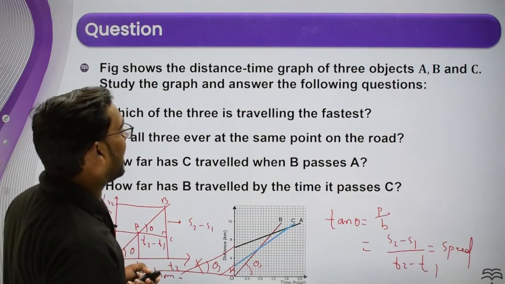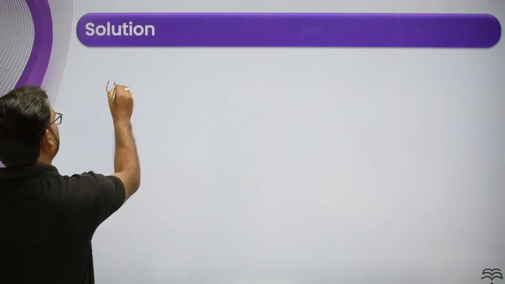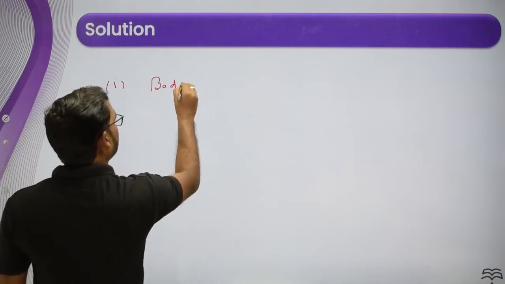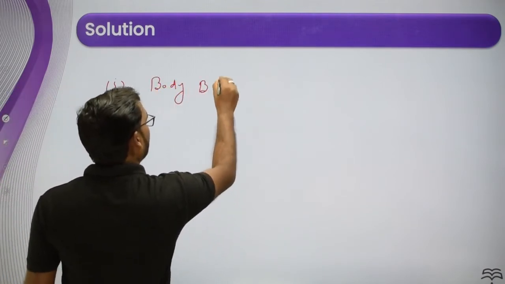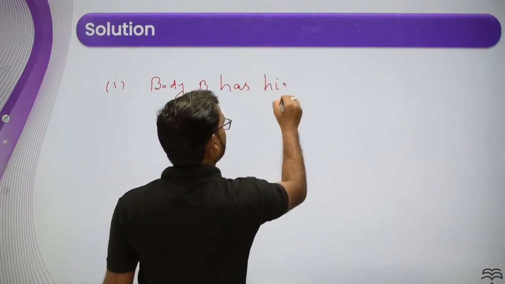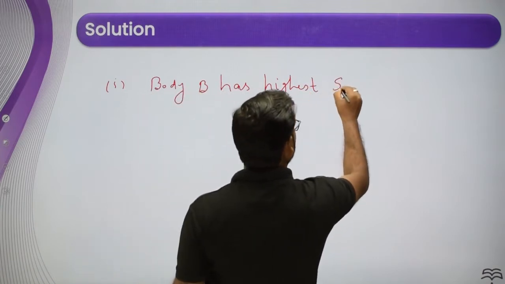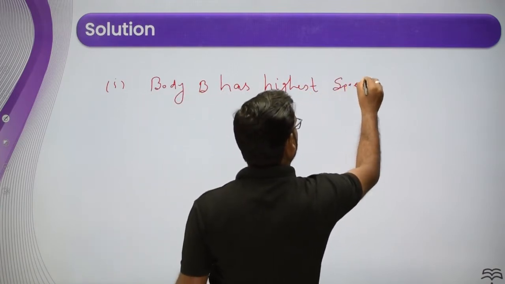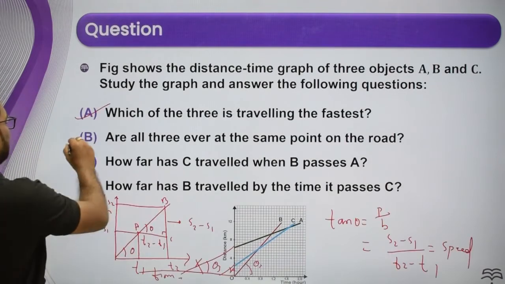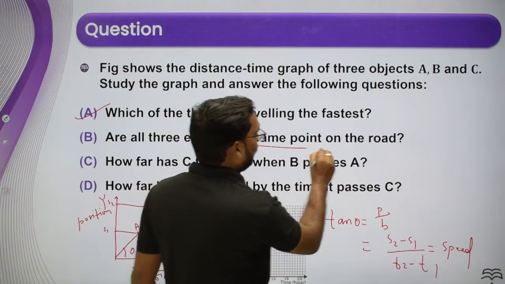Which body has the highest speed? The answer to the first part is body B. Body B has the highest speed. Got it, everyone? Now tell me the answer to the second part. What is being asked in the second part? You can see here, are all three ever at the same point on the road?